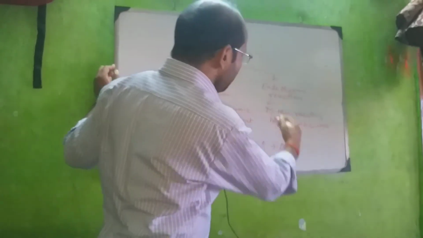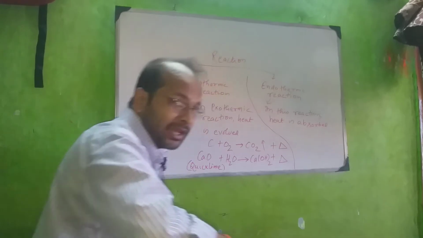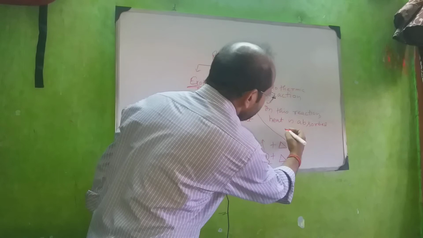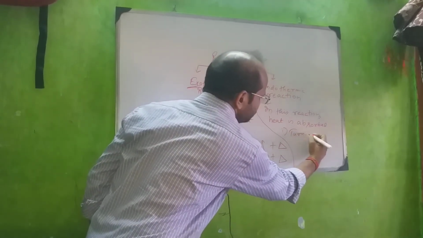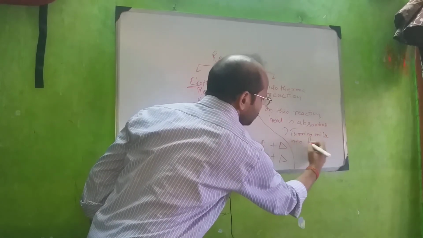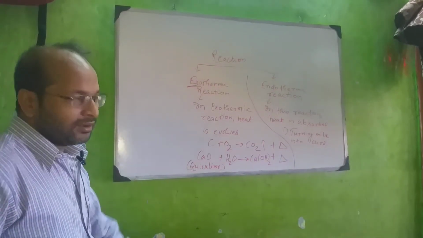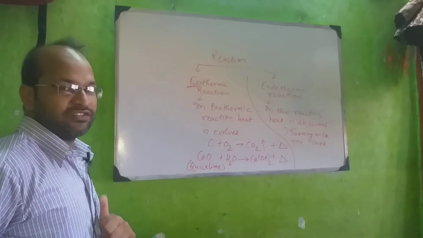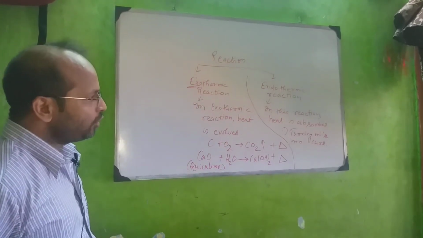Now I am telling what endothermic reaction is. In this what happens? Heat is absorbed, means there will be a cooling effect. An example is turning milk into curd. Okay, you might have heard about curd. Many people make lassi of that and it is very cold when we drink it. So turning milk into curd is an example of endothermic reaction.